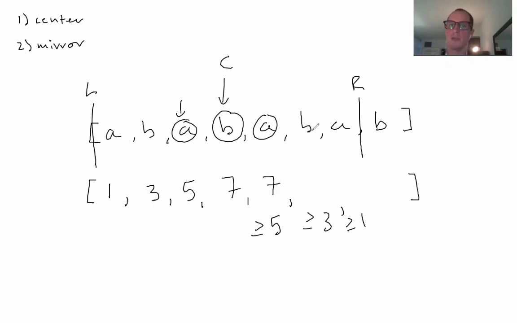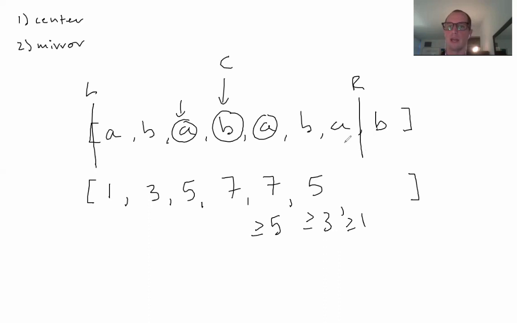Similarly, we can look at B. We know it's at least of length 3. So we don't need to look at any of this. We can just start looking here. We see that these B's match. We try to expand again. They don't match. So we know it's of length 5.